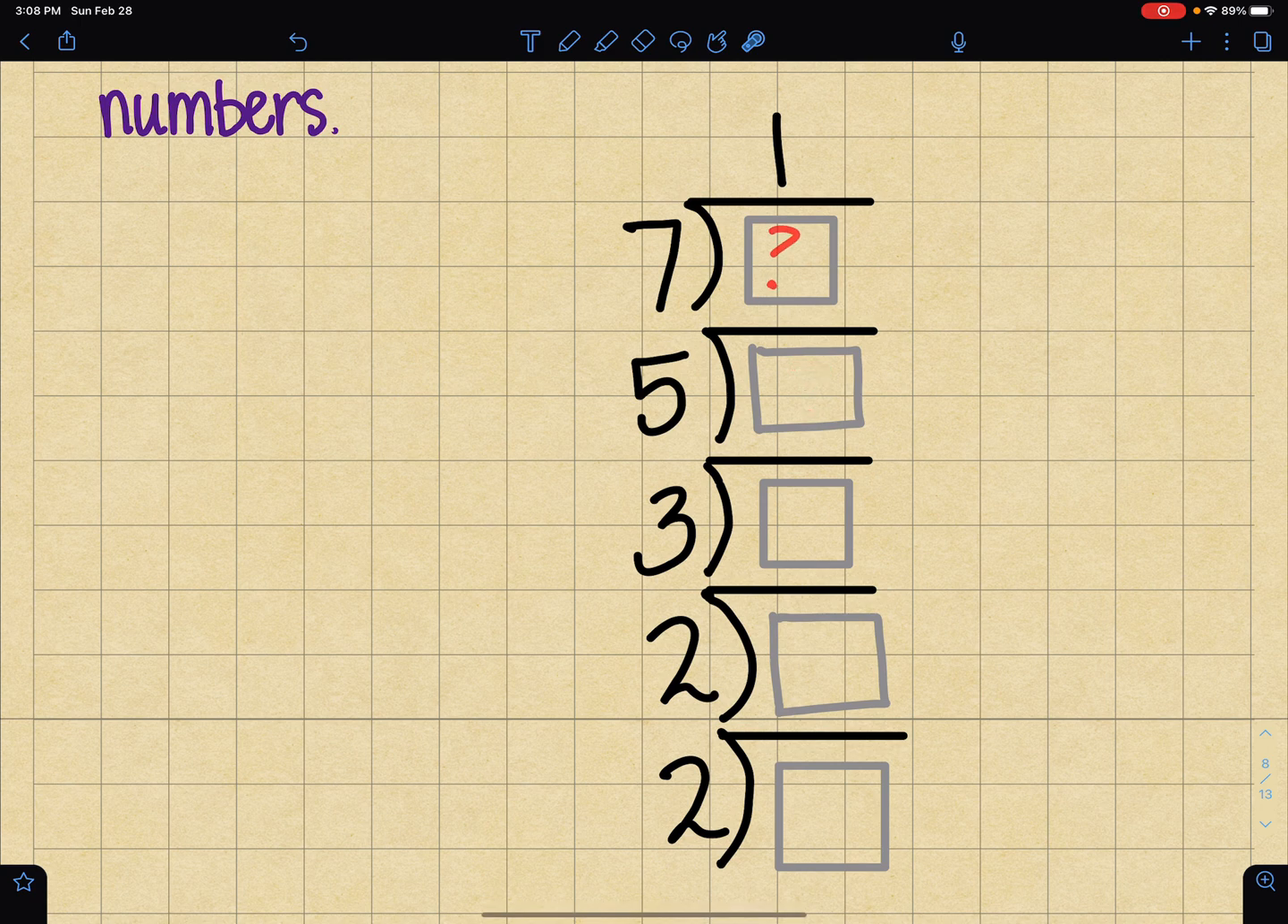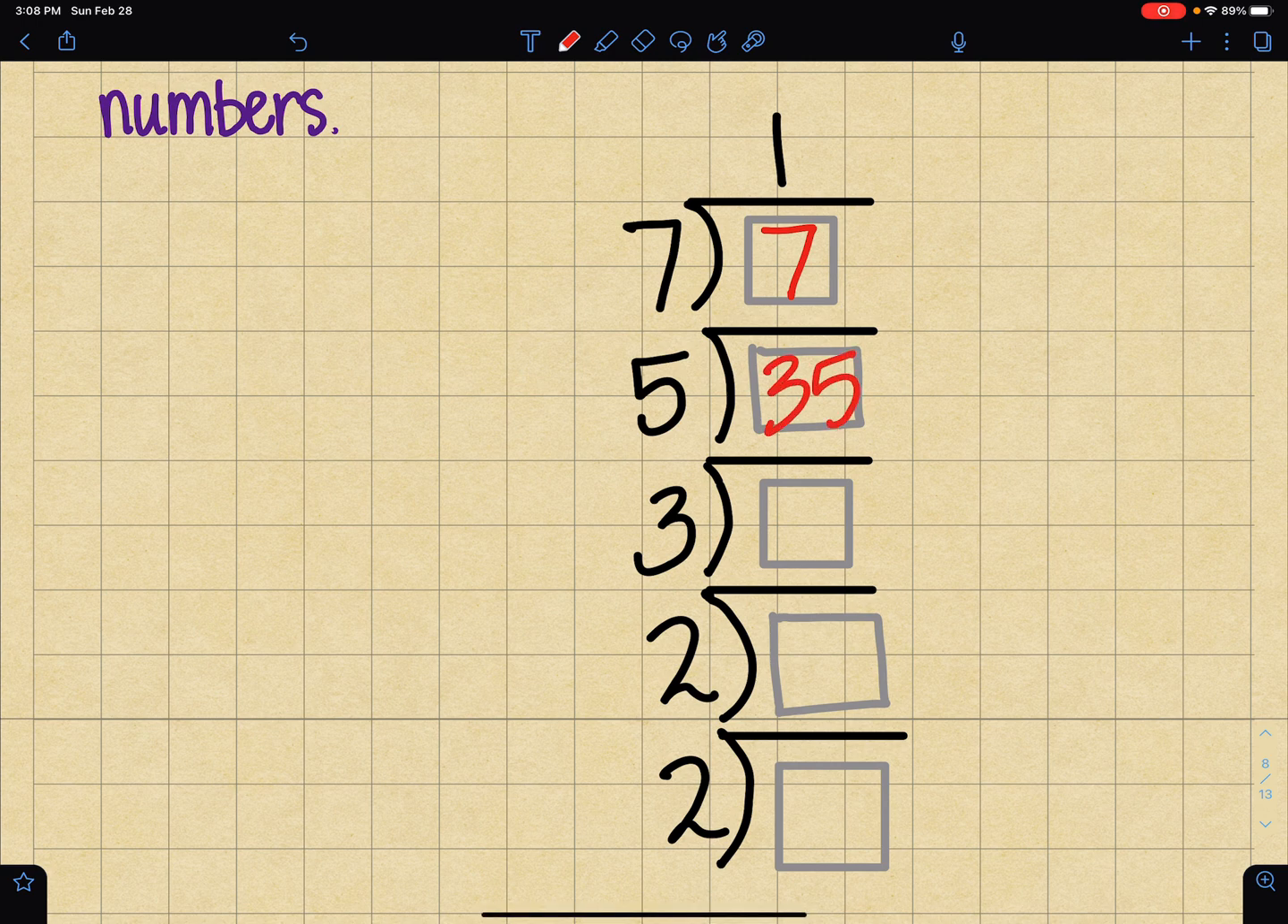So just think, what's the inverse operation of division? Because this is a lot of division. Well, the inverse operation is multiplication. So what if we multiply instead and start on this end? 1 times 7 is going to go in this box. And then we'll do 7 times 5, and that'll probably go in this box.